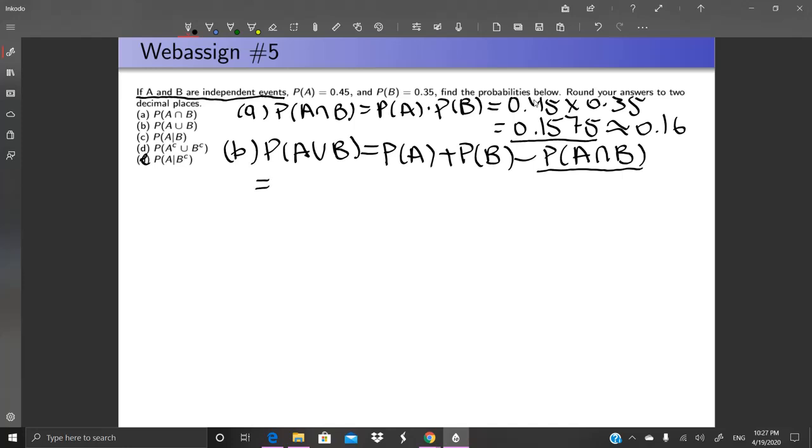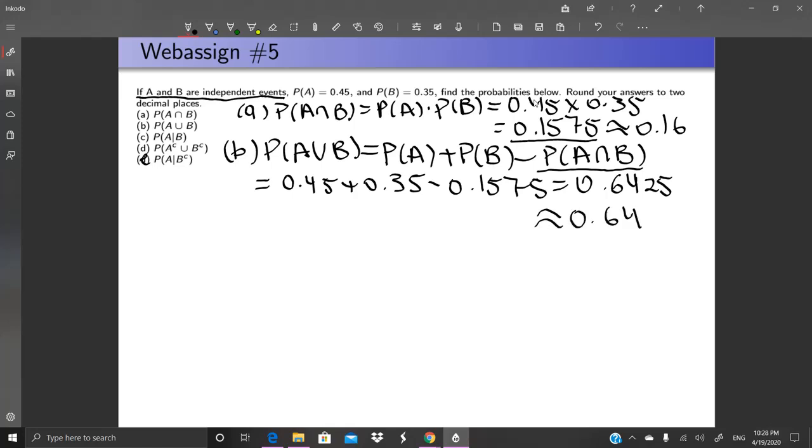Okay, so let's do it. This is equal to 0.45 plus 0.35 minus, now the probability of their intersection is what we got in part A, 0.1575. Once I do that, this is equal to 0.6425, or approximately 0.64, since I want 2 decimal places. Okay, so we have A intersect B, we have A union B.